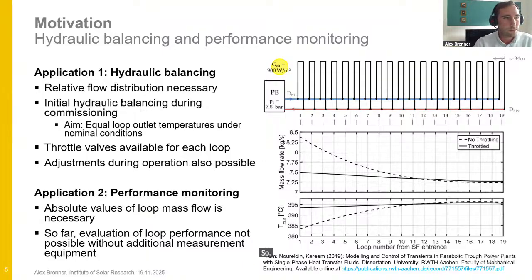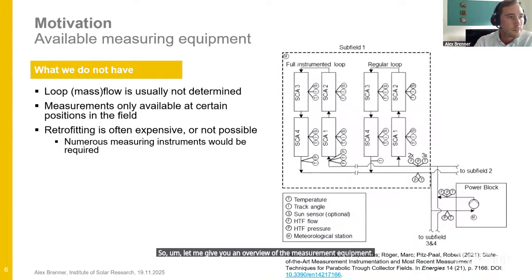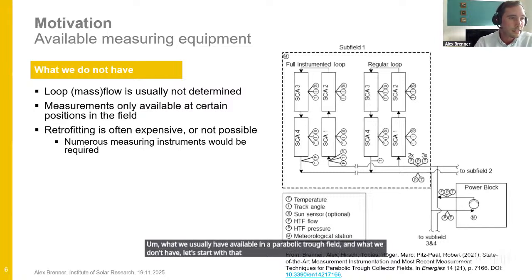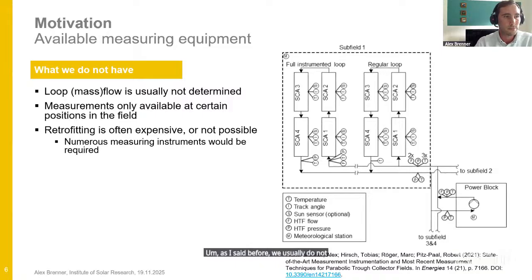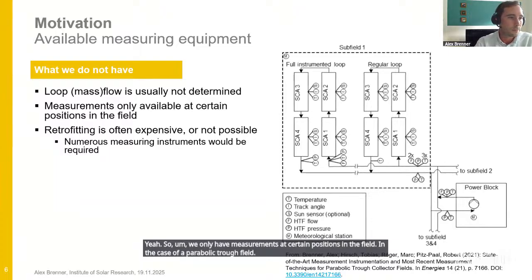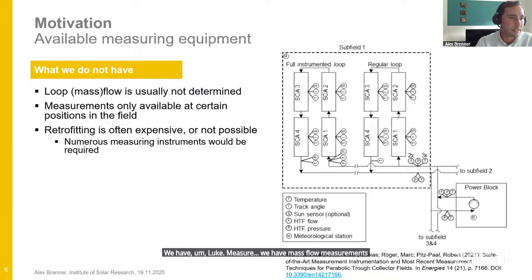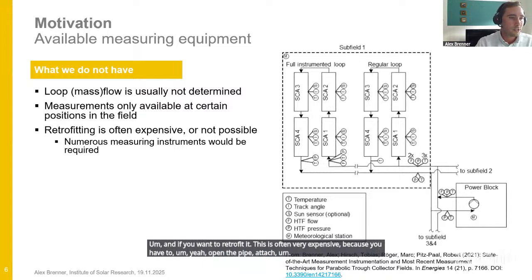So let me give you an overview of the measurement equipment we usually have available in a parabolic trough field and what we don't have. As I said before, we usually do not have mass flow measurements at each loop. We only have measurements at certain positions in the field. In the case of a parabolic trough field, we have mass flow measurements at the subfield inlet. And if you want to retrofit it, this is often very expensive because you have to open the pipe, attach measurement instrumentation, and then connect it to the data acquisition system. So this is expensive, sometimes not possible, and you would need a lot of instruments here.